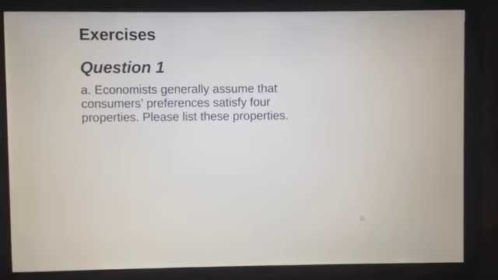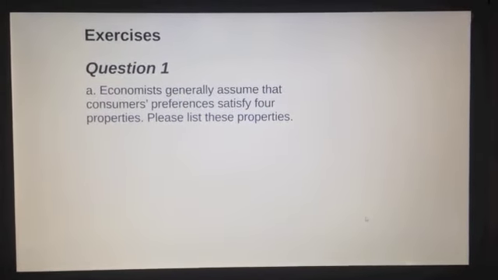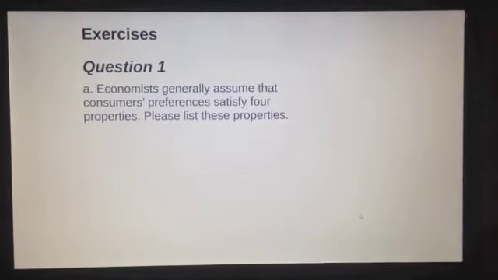Exercises. Question 1. Economists generally assume that consumers' preferences satisfy 4 properties. Please list these properties.